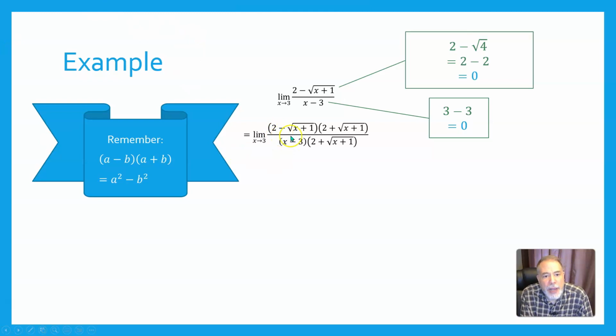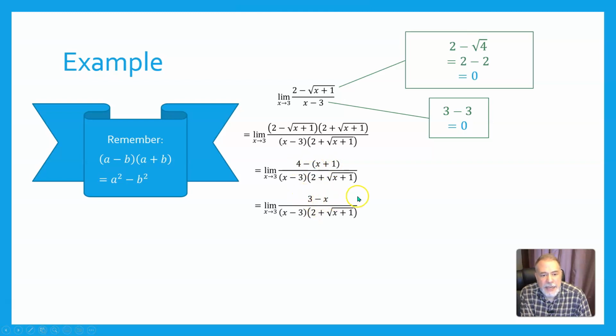I multiplied 2 minus the square root of x plus 1 by 2 plus the square root of x plus 1. And that way I get 2 squared, which is 4, minus the square root of x plus 1 squared, which is just x plus 1. So that 4 minus that x plus 1, well, the 4 minus the 1 is 3, and then you've got that minus the x. So 3 minus x on top over (x minus 3) times (2 plus the square root of x plus 1) on the bottom. And I could multiply that out, but I don't want to. Instead, I want to cancel.